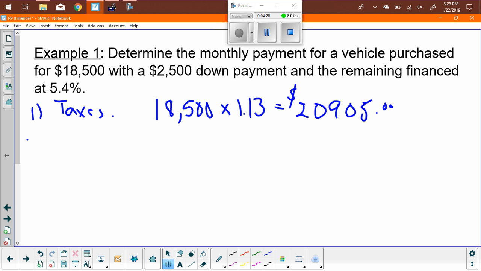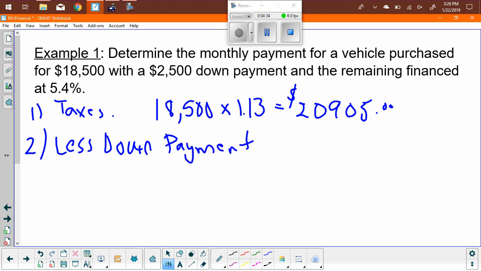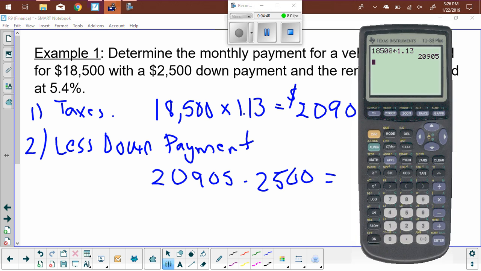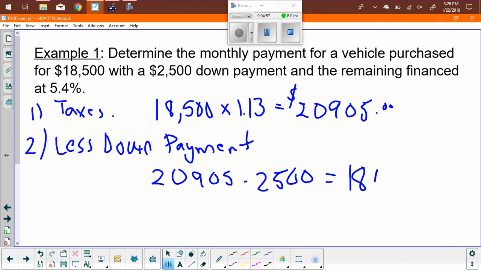Second step is to subtract the down payment, so less the down payment. I'm going to take my 20,905 and subtract the 2,500, and I get 18,405.